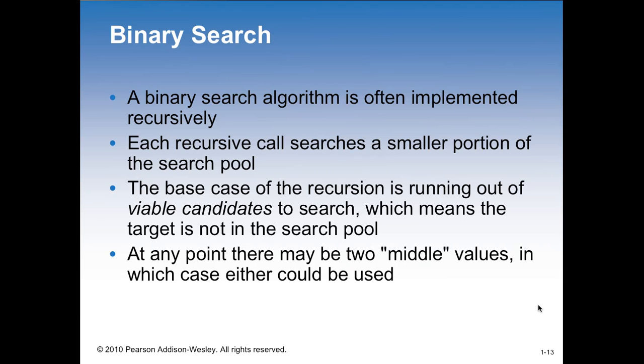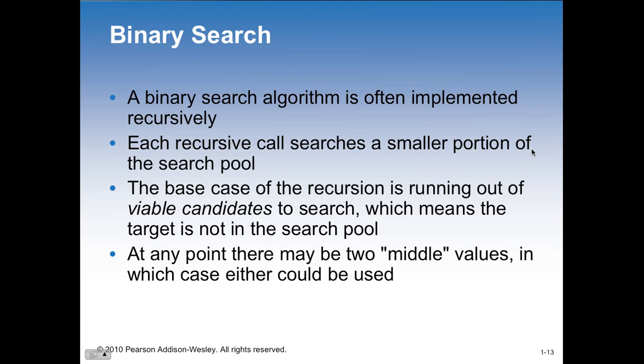We're still looking for 29, but now the list is smaller. And then do it again, and eventually we're going to find it, and the recursive function is going to stop. So we can add that in with a recursive call. Each recursive call searches a smaller portion of the search pool. The base case of the recursion is running out of viable candidates to search, which means the target is not in the search pool if it's eliminated.